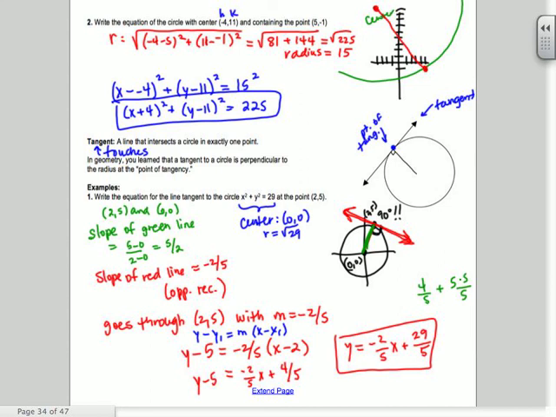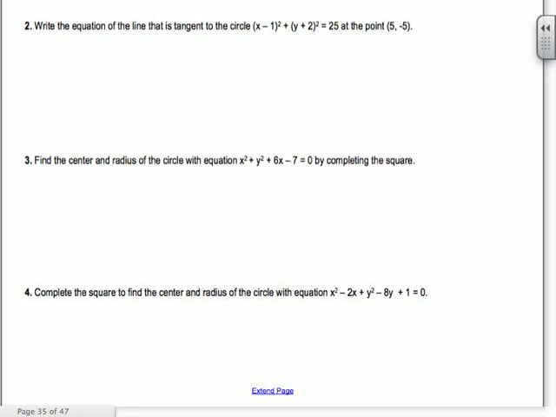Is that it? Okay, a couple more. All right, so you guys try number 2. So same kind of thing.